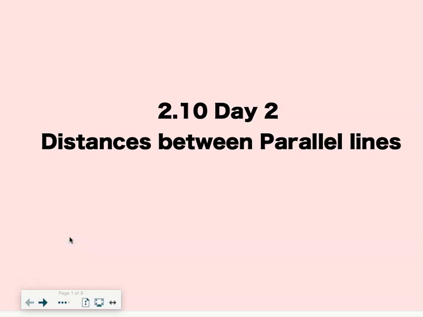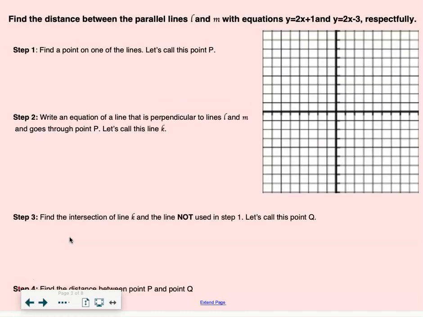Let's revisit what we did. We were given a line and a point not on the line, and we wanted to find the distance between those two things. Today we have parallel lines. We know about parallel lines: same slope, and they never intersect. We want to find the distance between two lines. So it's really similar to what we were doing, with one extra step.